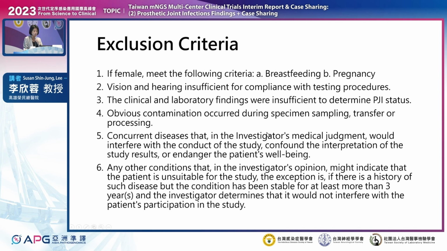Exclusion criteria include women who are breastfeeding or pregnant, or those patients with visual or hearing impairment that may interfere with compliance with the testing procedures, or clinical or laboratory findings that are insufficient to determine infection status, obvious contamination of the specimen, or concurrent diseases or other conditions that are deemed by the investigator that might influence the patient, who may be unsuitable for the study.